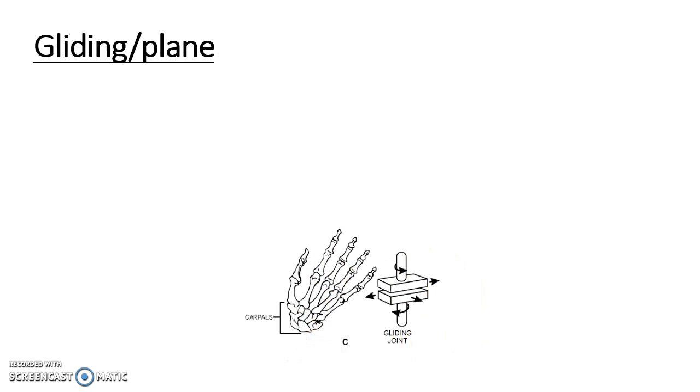A gliding joint, also known as the plane joint, is formed between bones that meet at flat or nearly flat surfaces. This gives us up, down, left, right and diagonal movements.